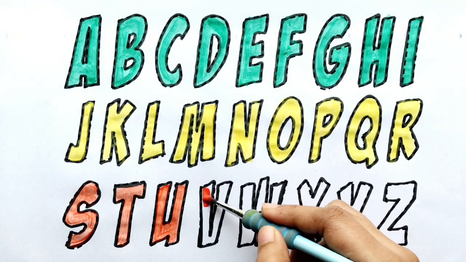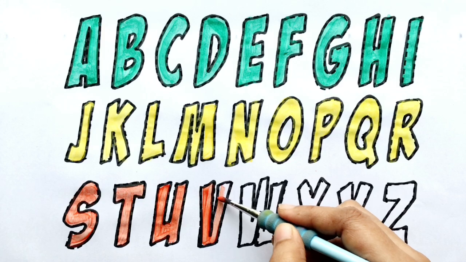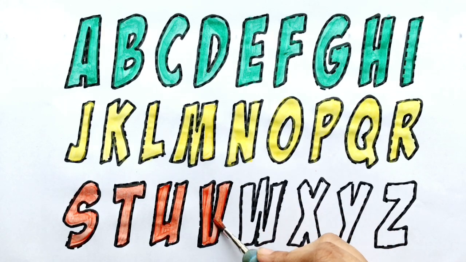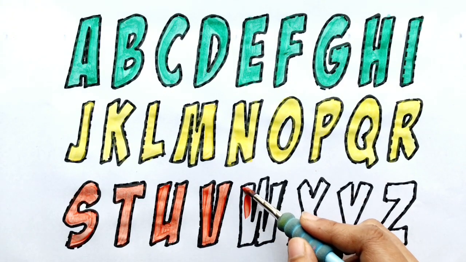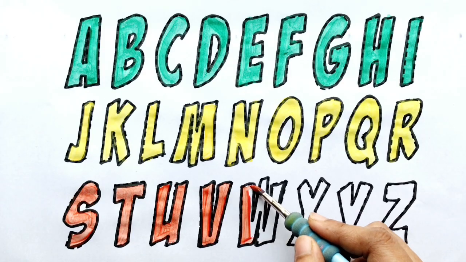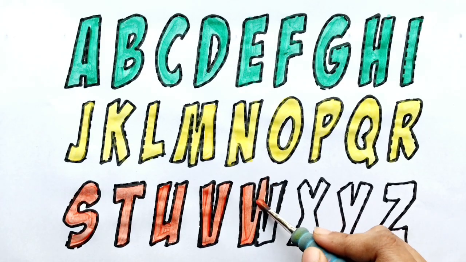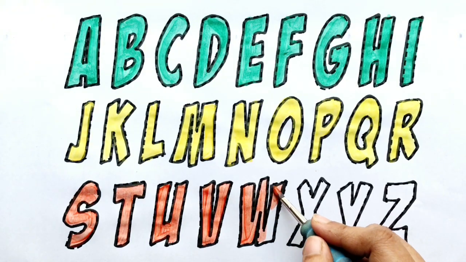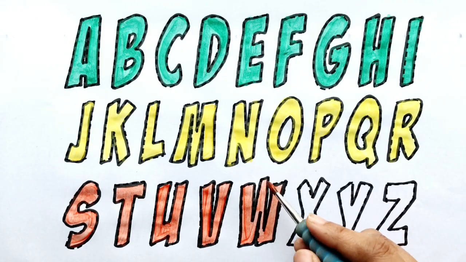V for violin, W for window. A B C D E F G H I J K L M N O P Q R S T U V W X Y and Z. Now I know my ABCs. Next time, won't you sing with me?